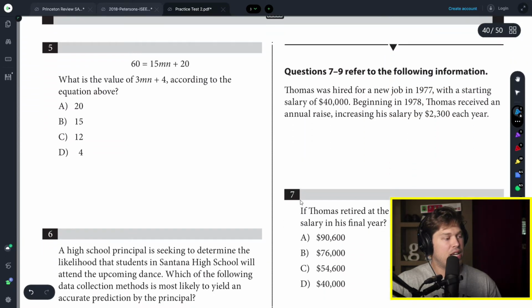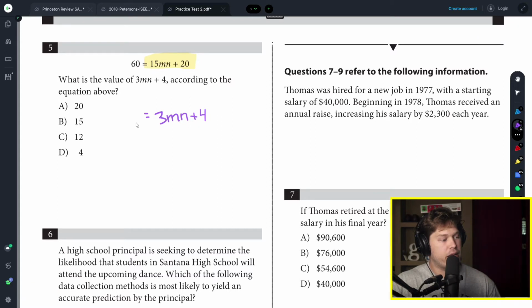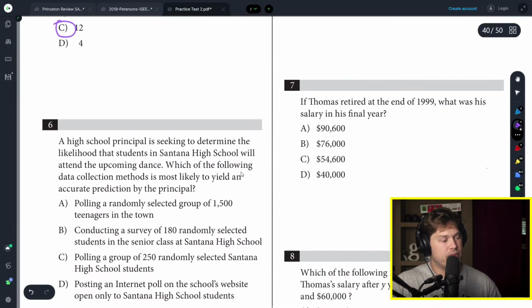Number 5, what is the value of 3mn plus 4 according to the equation above? So in the equation above, notice that our right-hand side, 15mn plus 20, if we divided our right-hand side by 5, we would have 3mn plus 4. But what we do to one side, you must do to the other. So 60 divided by 5 is 12. So our answer for number 5 is choice C.